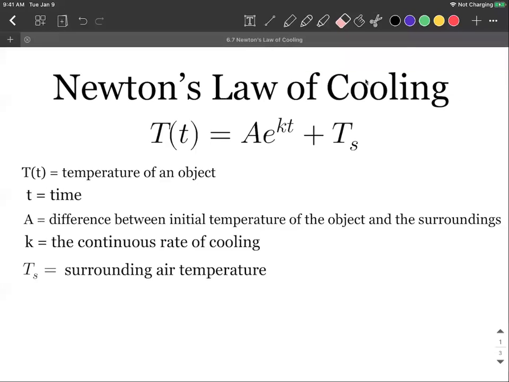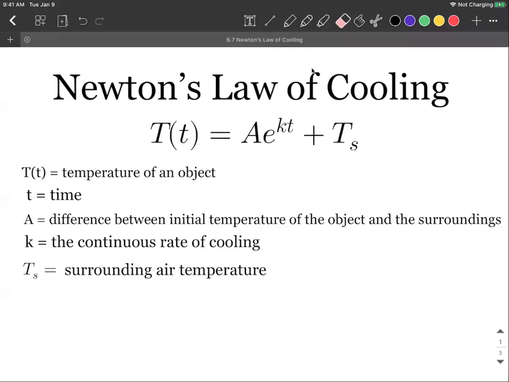All right, let's talk about Newton's law of cooling. So with this formula, what we have is T(t) = A·e^(kt) + T_s. It feels like there's a lot going on in this formula. Don't get intimidated by this.